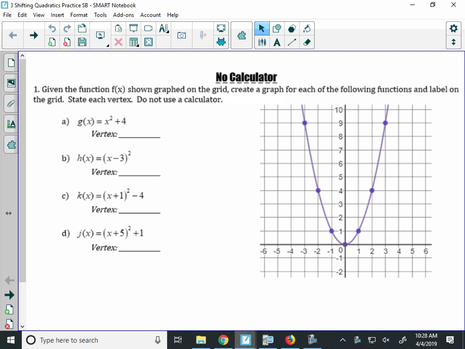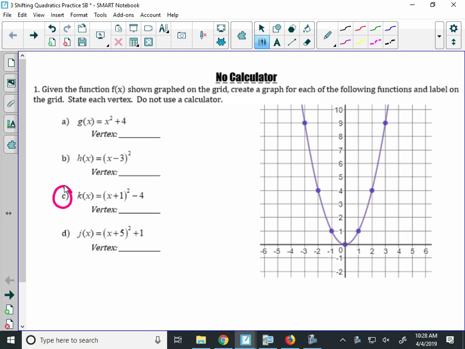Alright, this video is for the shifting quadratic practice. It's no calculator allowed. We're going to do 1C, 2A, and 3A on the video here. So 1C, there's other problems in part 1, but I'm only going to look at part C down here.